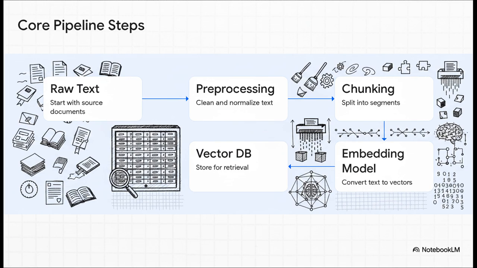We start with raw text, we clean it up and chop it up. That's pre-processing and chunking. Then we run it through an embedding model to turn it into those magic numbers. And finally, we store those numbers in a special kind of database called a vector DB. Think of it like this. We're creating a hyper-efficient digital card catalog for all of our data.